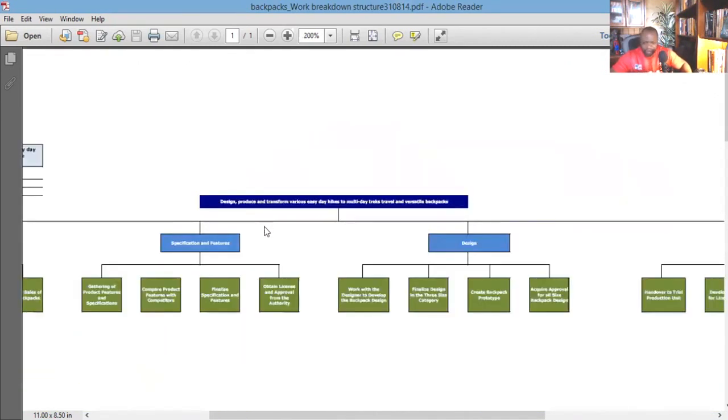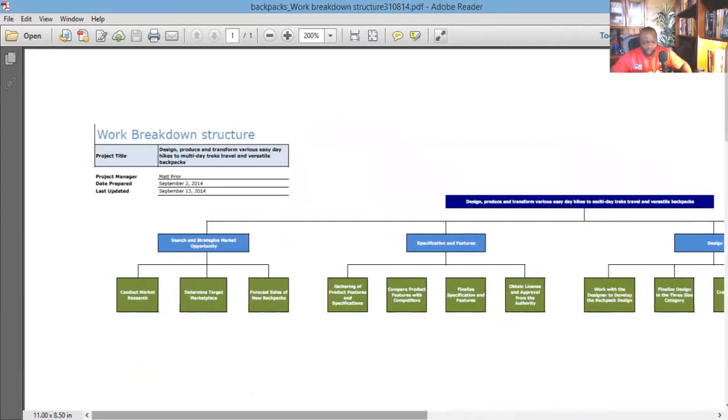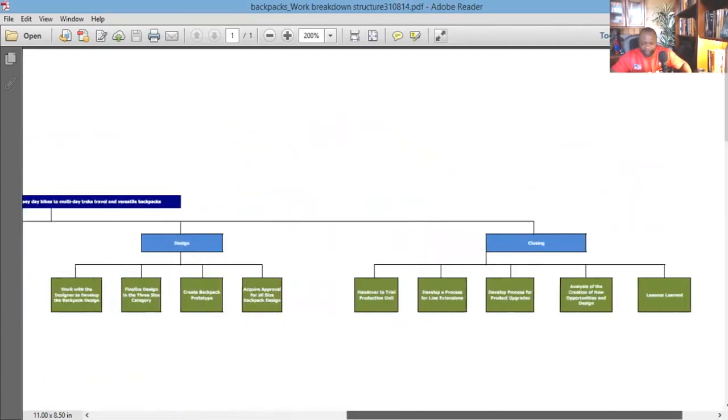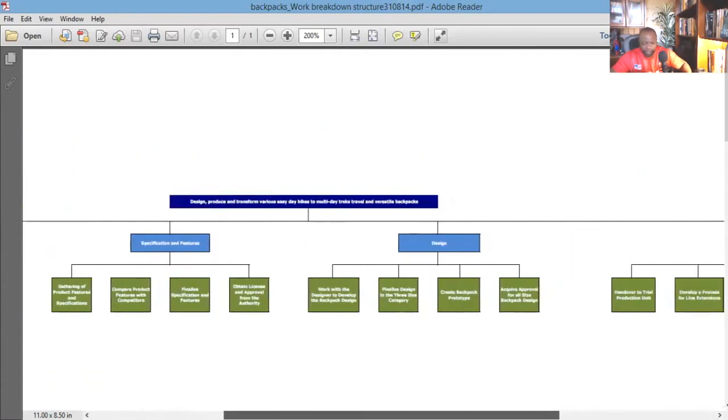Now, when my buddy Syed and I created this, we pulled in a lot of data from Microsoft Project, hence the extremely long definition there. You could pretty much just say backpack project.